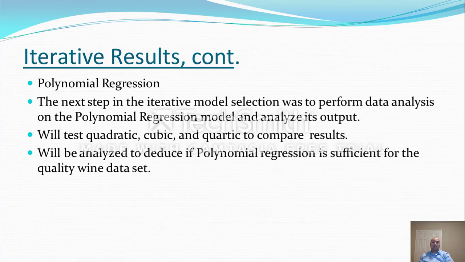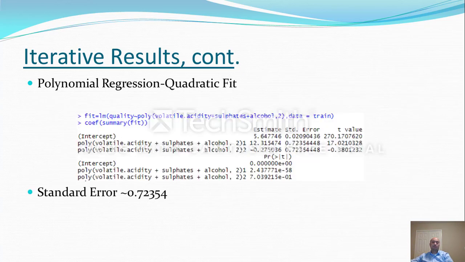Now moving on, we did want to entertain the polynomial regression model. And that is the next step in this iterative model selection process. We will consider the quadratic, cubic, and quartic to compare all three results to deduce if the polynomial regression model is sufficient for the quality wine dataset.